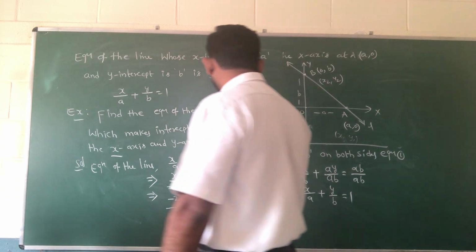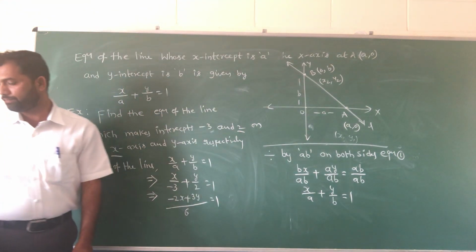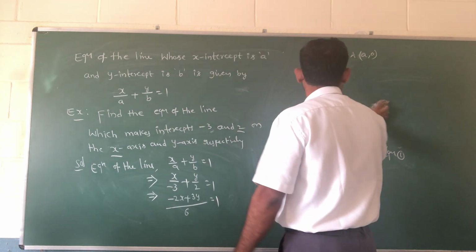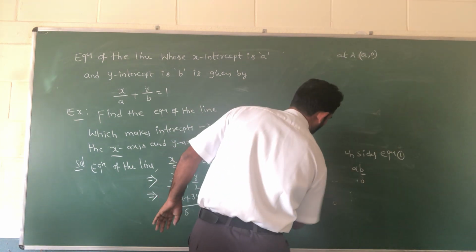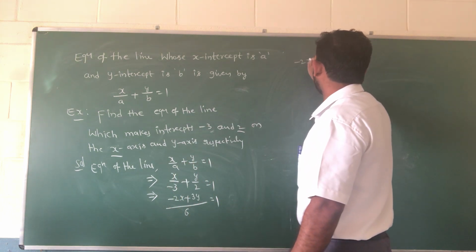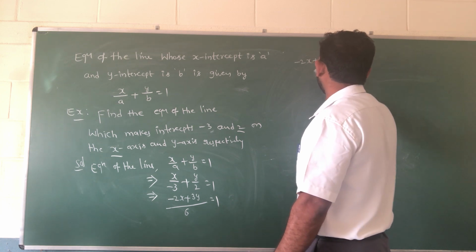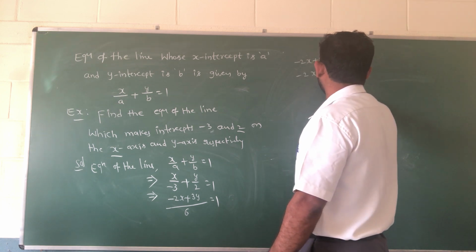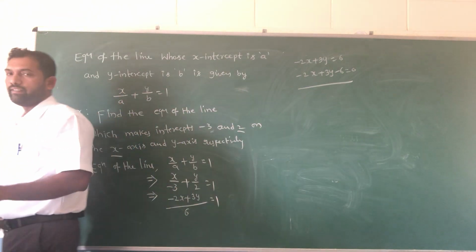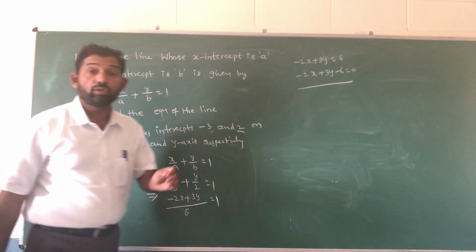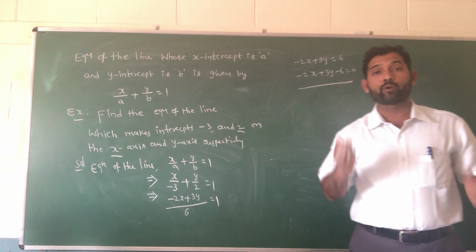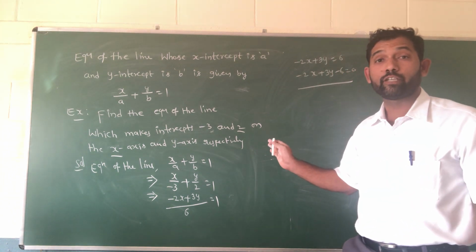So what are we getting after simplifying? Minus 2x plus 3y is equal to 6. So minus 2x plus 3y minus 6 equal to 0. That is the equation of the line whose x-intercept and y-intercept are given. This is the equation of the line.